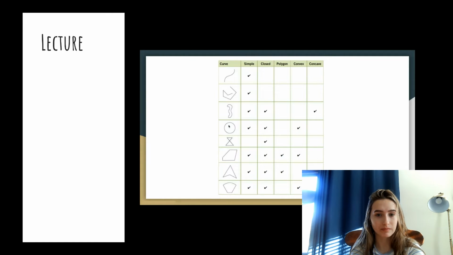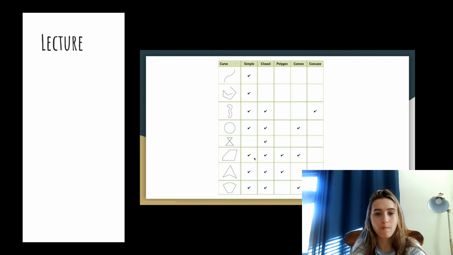Let's look at this circle. It is simple and it is closed. It is not a polygon, but it is convex. Let's look at this figure here. This figure is not simple. It is closed. There are no open lines here. Yet it is not a polygon, convex, or concave.